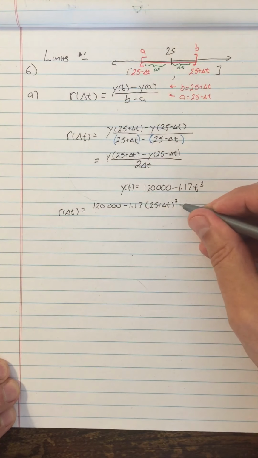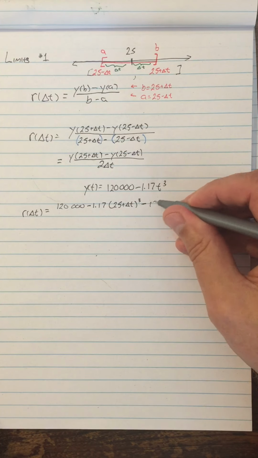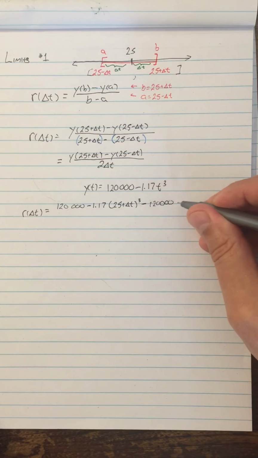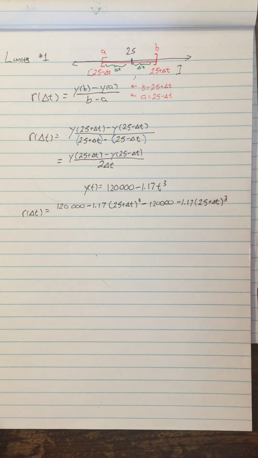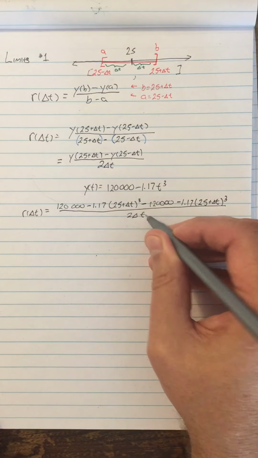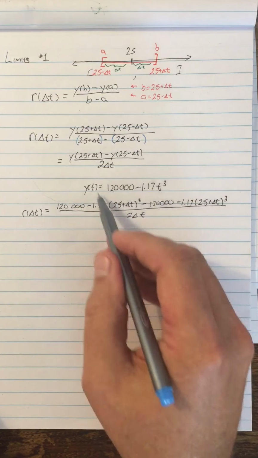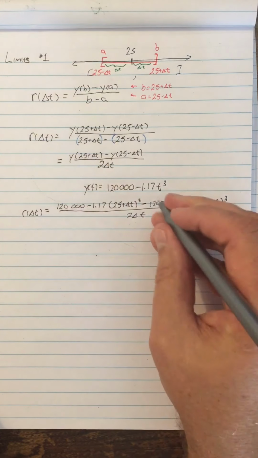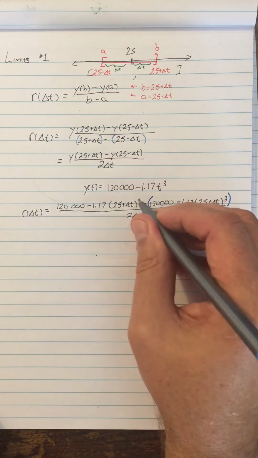And then I have minus, and then I want to do y of 25 minus delta t using the same y again. So again, 120,000 minus 1.17 times 25 plus delta t cubed, and my denominator, see I'm writing a complete sentence, is 2 delta t. But what am I missing? It's really crucial that when we substitute this expression into this expression with a minus in front, we need parentheses here. So losing those parentheses would cause a catastrophic failure.